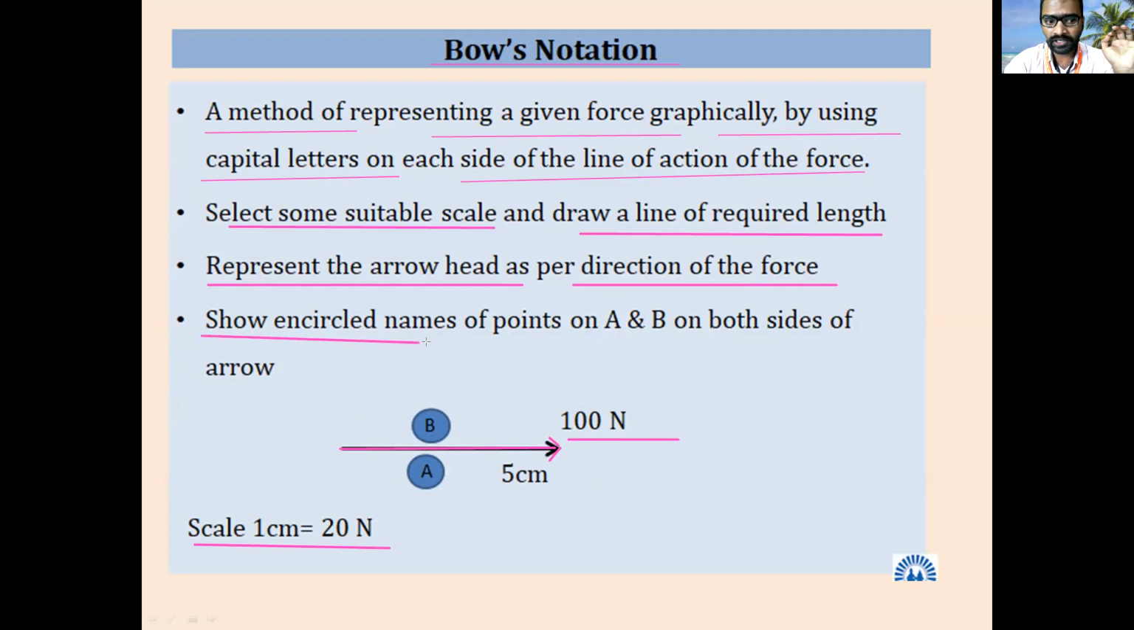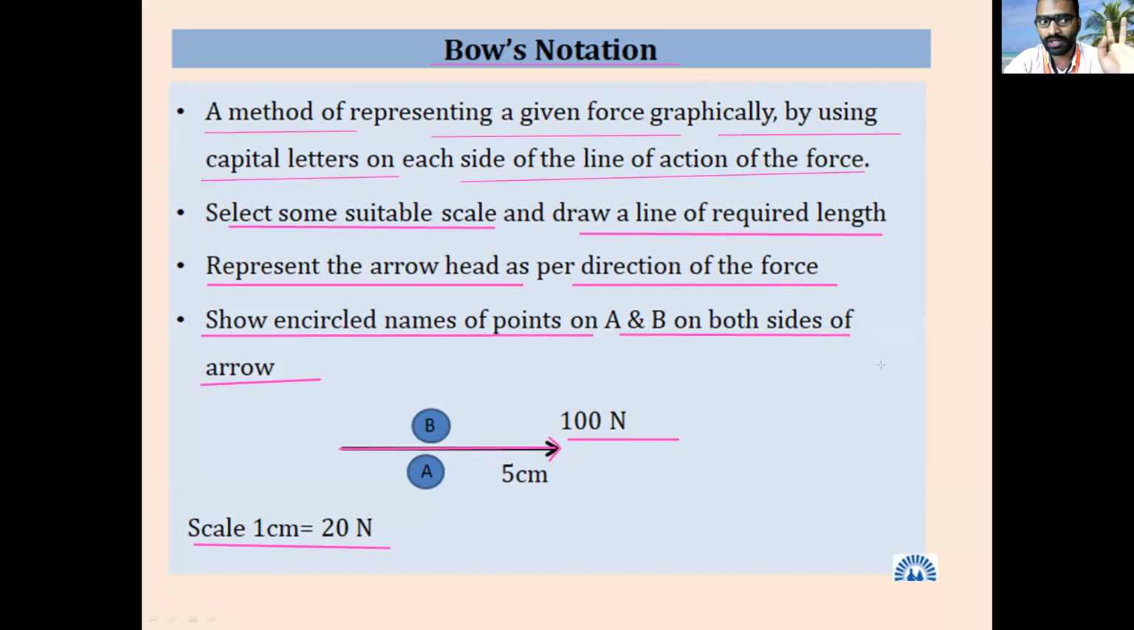Next, show encircled names of the points A and B on both sides of the arrow. Whatever capital letters you are writing on both sides of the line of action of the force, you have to encircle, means you have to keep them in a circle. So these are the Bow notation. What is the first point? Each force is represented graphically and it should be denoted by two capital letters on either side of the line of action of the force.